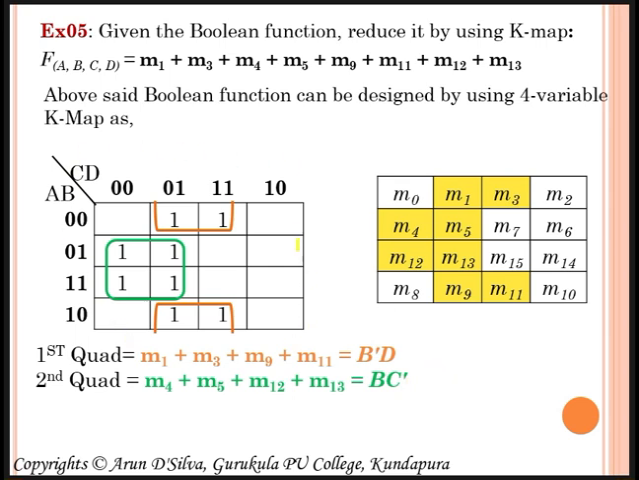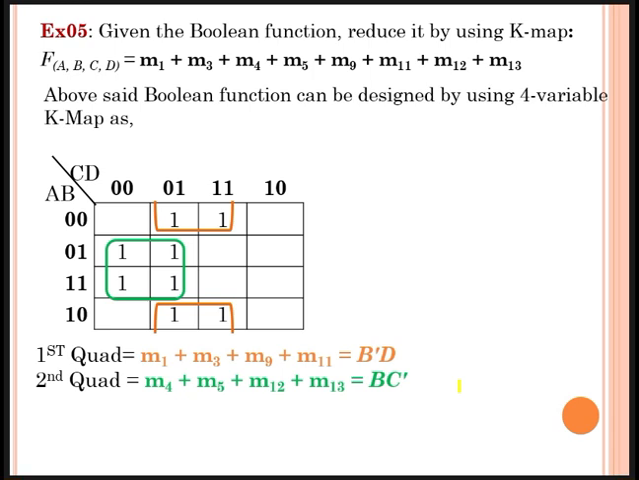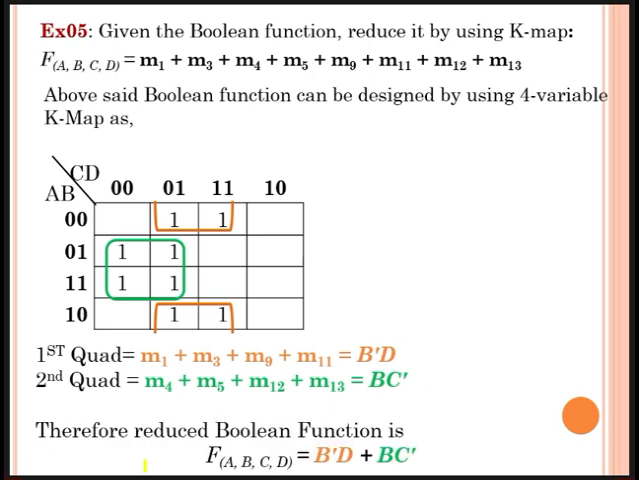Now if you see the map, all the ones are involved in the group, therefore the final reduced Boolean expression is f of ABCD equal to B dash D plus B C dash.